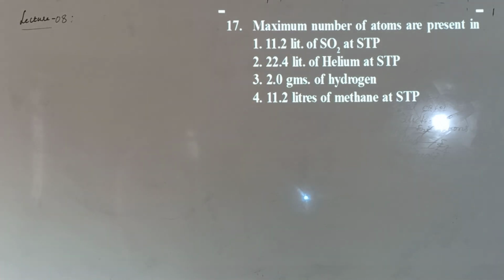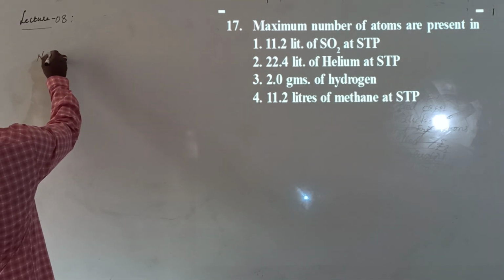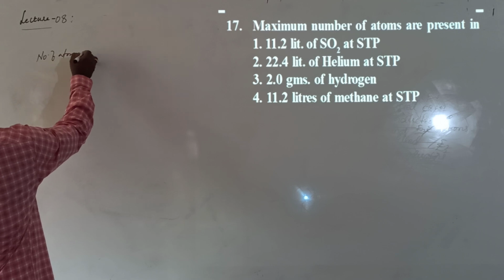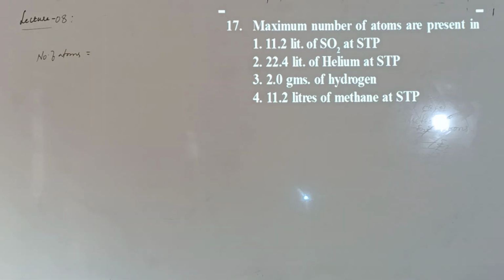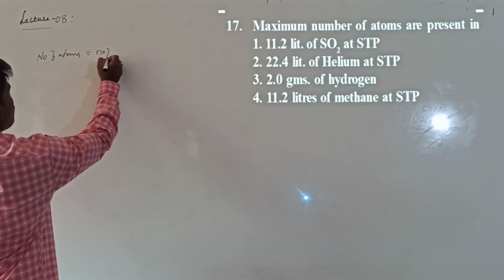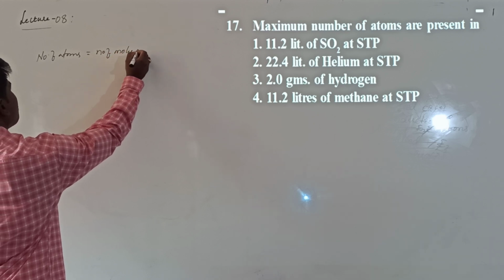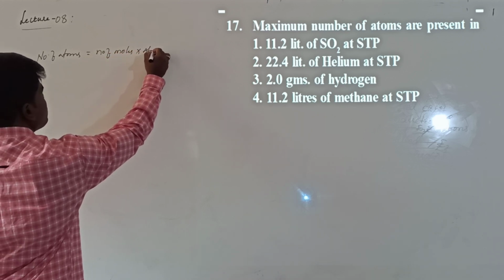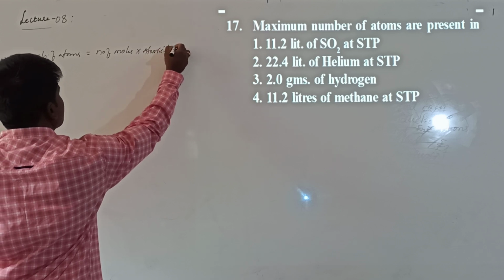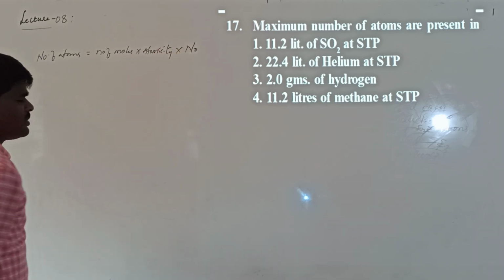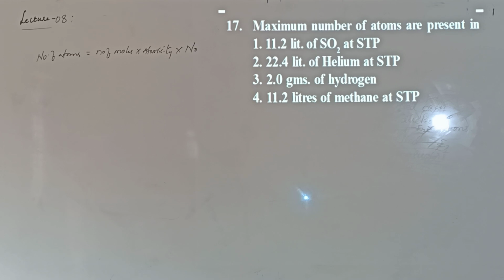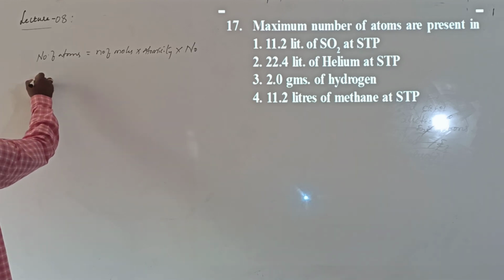Maximum number of atoms are present in which? So how to get the maximum number of atoms? We want to get the number of atoms. First of all you need to find out the number of moles. Number of moles should be multiplied with atomicity, and that should be multiplied with Avogadro number if you have to get the number of atoms of any given substance.